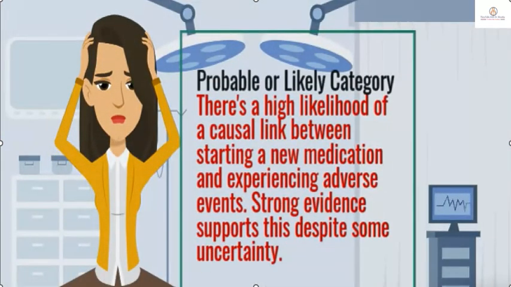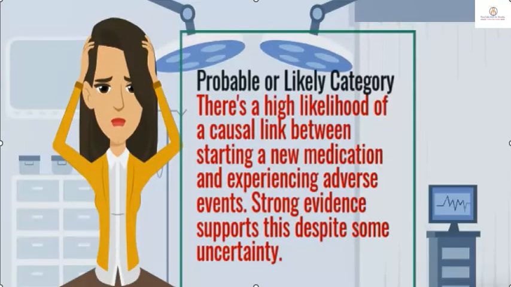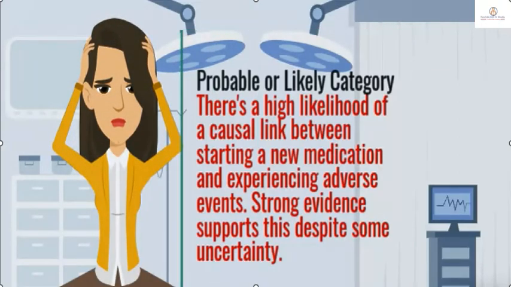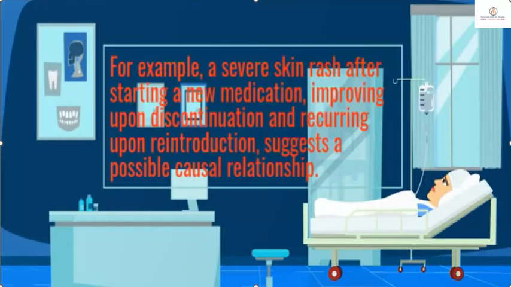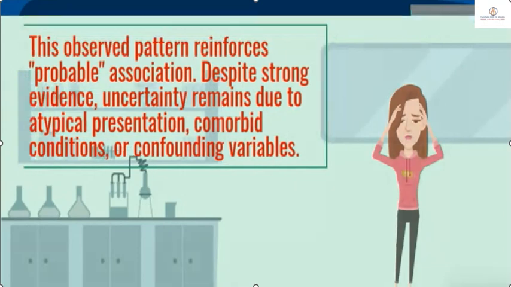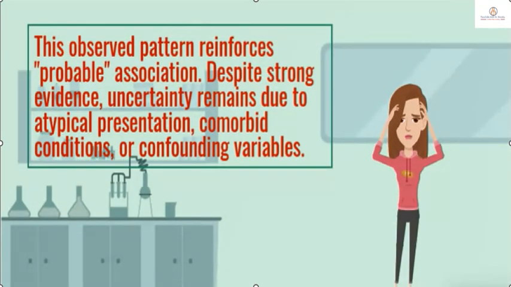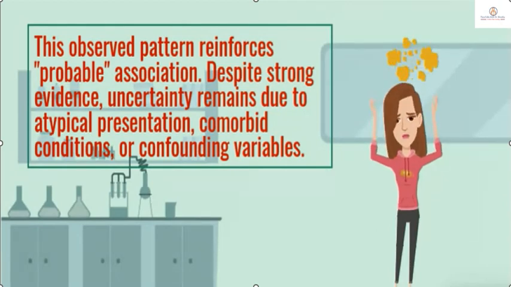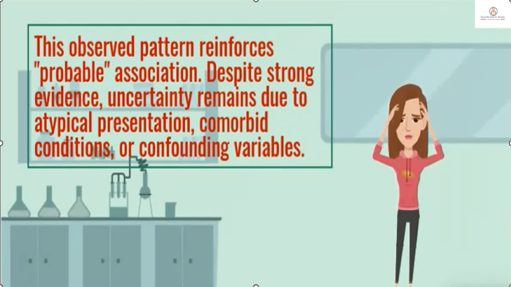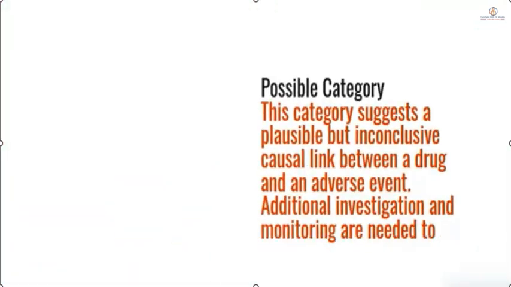Probable or likely category. There's a high likelihood of a causal link between starting a new medication and experiencing adverse events. Strong evidence supports this despite some uncertainty. For example, a severe skin rash after starting a new medication, improving upon discontinuation and recurring upon reintroduction, suggests a possible causal relationship. This observed pattern reinforces probable association. Despite strong evidence, uncertainty remains due to atypical presentation, comorbid conditions, or confounding variables.